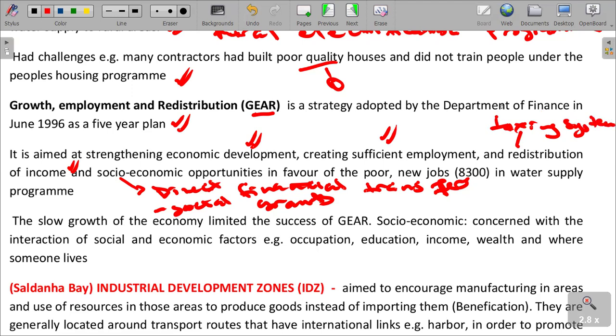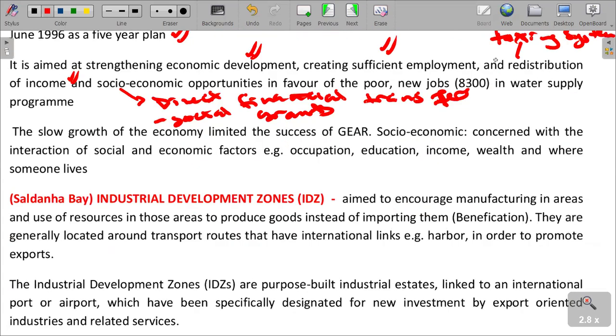It is actually a redistribution of income process, a redistribution strategy. And then for the poor, we are also talking about new jobs: 8,300 in the water supply program were created. However, the slow growth of the economy limited the success of GEAR.